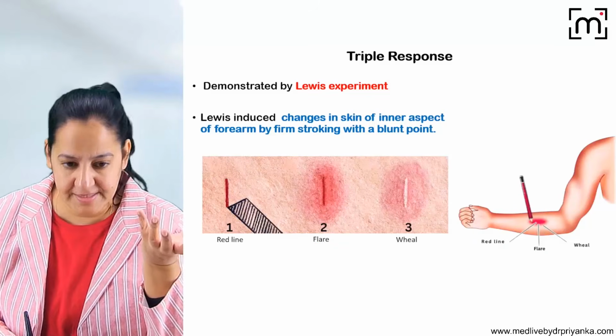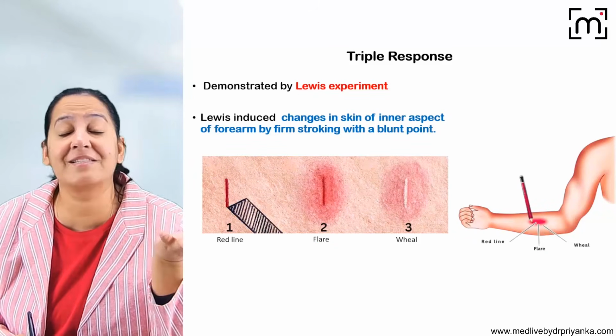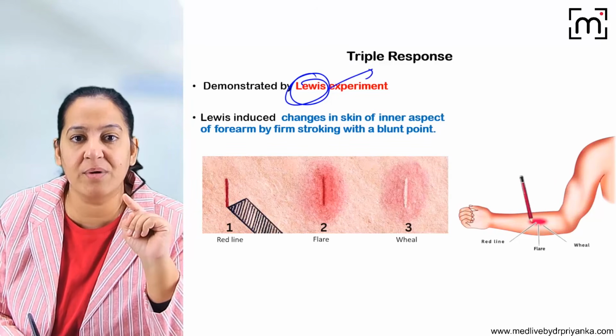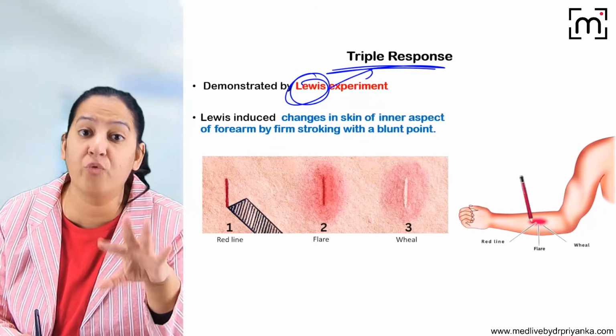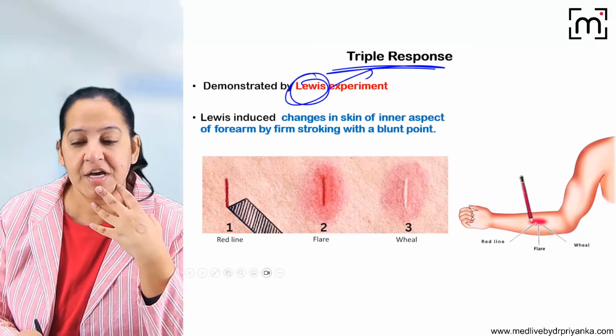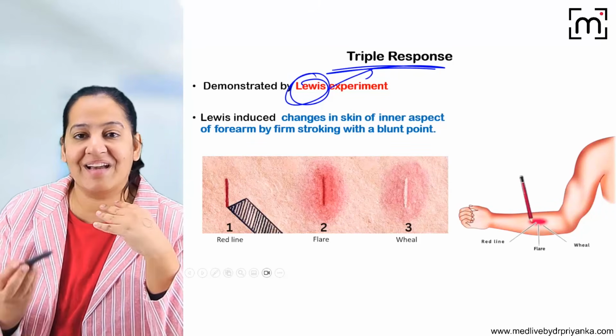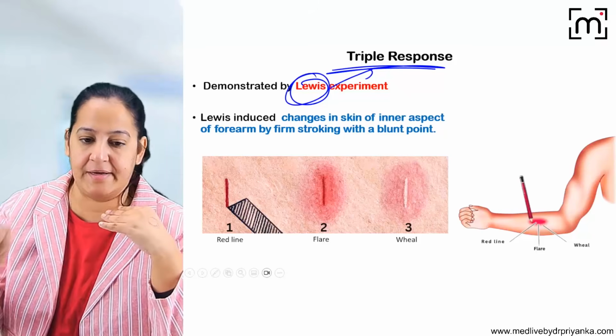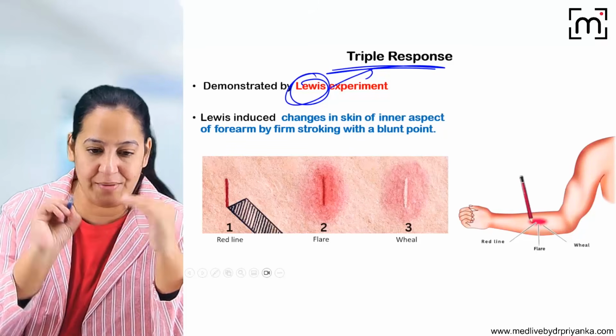Now there is an experiment to prove the 5 steps. There is a scientist known as Lewis. Lewis did an experiment known as the triple response experiment to prove the vascular events of acute inflammation. So what did Lewis do? Lewis took a blunt object like a pencil. Let's assume this is a pencil. It is a pen, but assume it is a pencil.